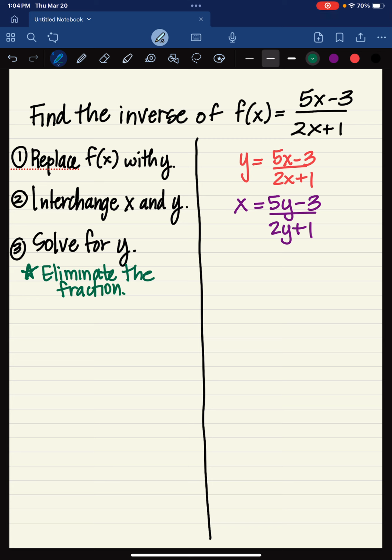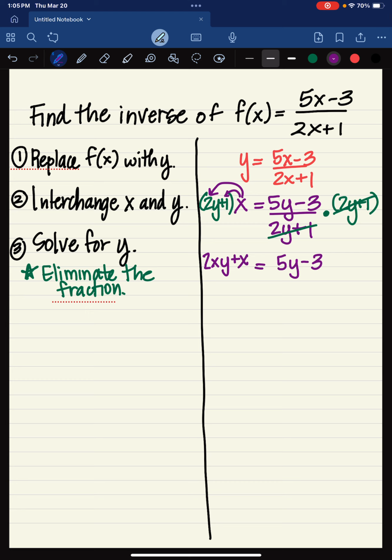To eliminate this fraction, I want to get rid of this bottom piece, the 2y plus 1. To get rid of it, I can multiply by 2y plus 1. If I multiply on the right by 2y plus 1, I have to also multiply on the left by 2y plus 1. So the 2y plus 1 on the bottom and the 2y plus 1 on the top cancel out, and that leaves me with 5y minus 3 on this side. On the other side, I have that x in the parentheses, so we're just going to distribute that through. We get 2xy plus x. And now I don't have a fraction anymore.